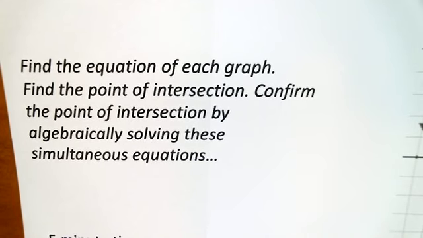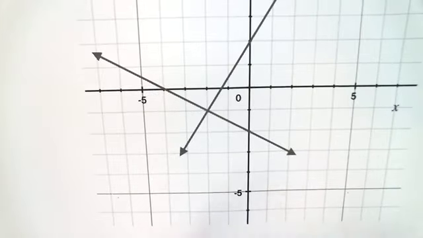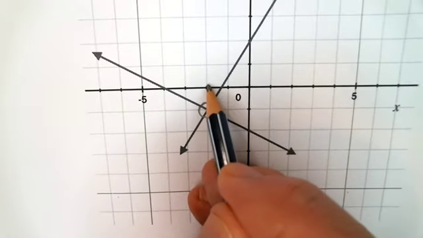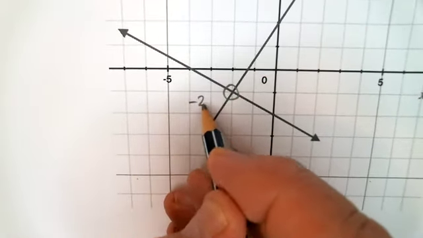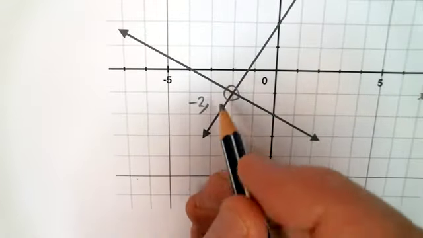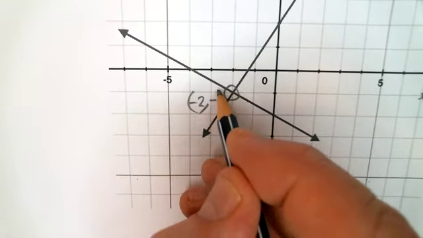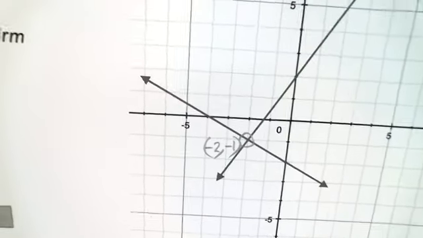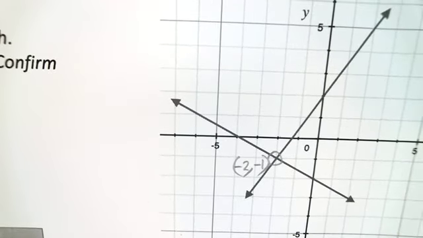Let's start at the beginning. First of all, I think we can identify the point there. It's going to be 2 along to the left, so -2, comma, and 1 down, so comma -1. I've got -2, comma, -1.